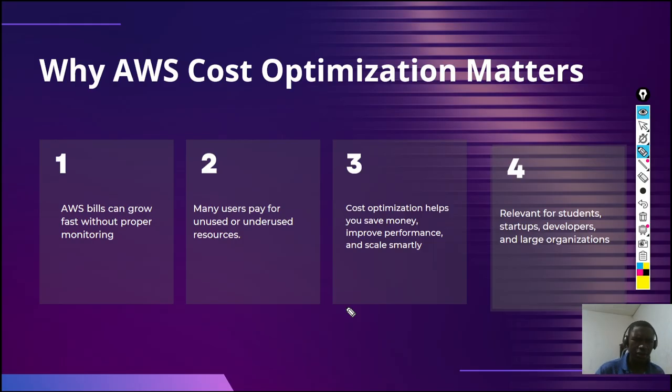So the second reason why AWS cost optimization matters is that many users pay for unused or underused resources. As I was just saying in the case of John, many people are paying for resources that are unused. John is a single person who rents a three-room apartment, but he only stays in a single room. Two other rooms are empty and he is still paying for them. That is the same thing that is happening in the cloud.